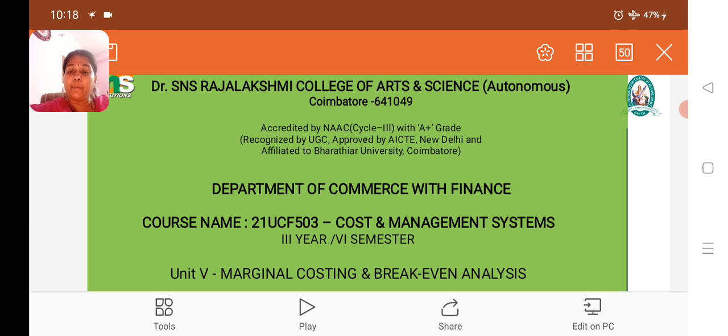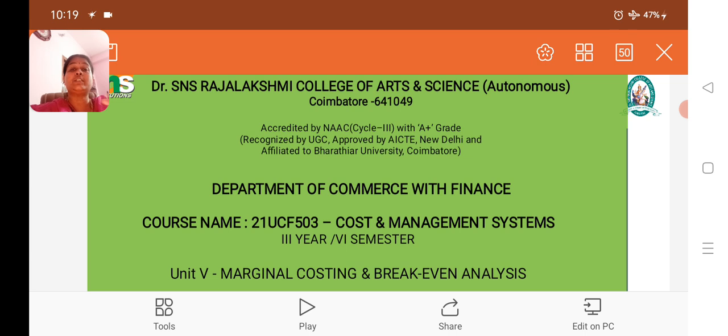What are the key components? Fixed cost is one key component. The cost that does not change with the level of production or sales is called fixed cost. Variable cost, cost that varies with the level of production or sales, is said to be variable cost. The price at which a product is sold is said to be the selling price, and contribution per unit is the difference between the selling price and the variable cost per unit.